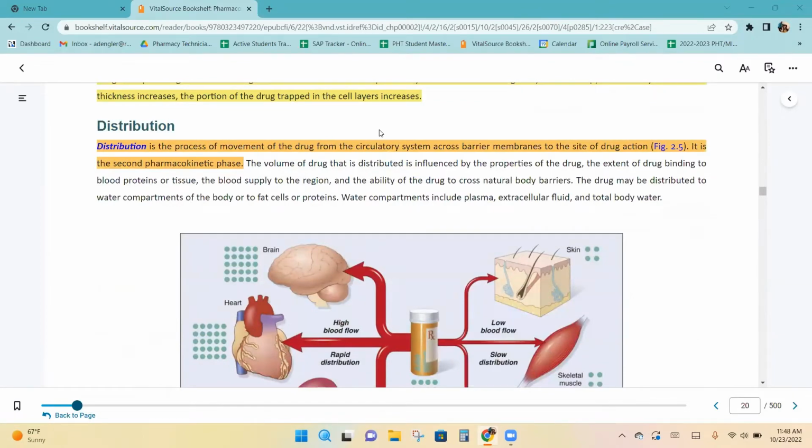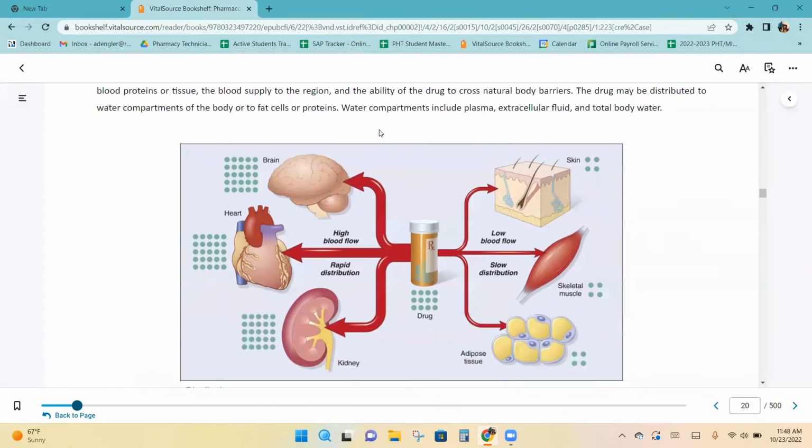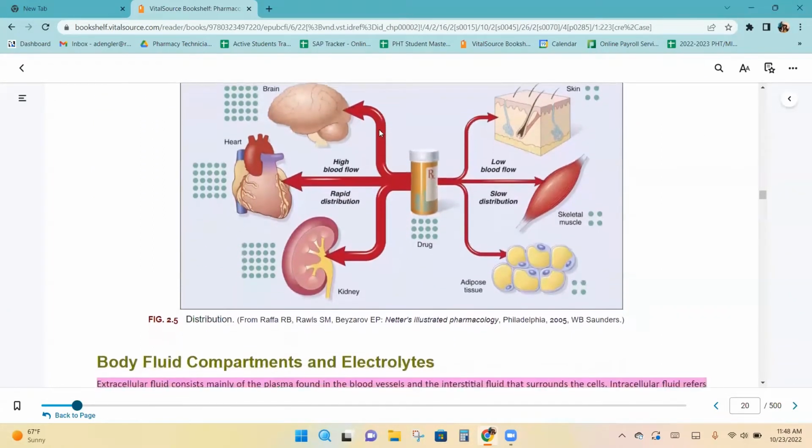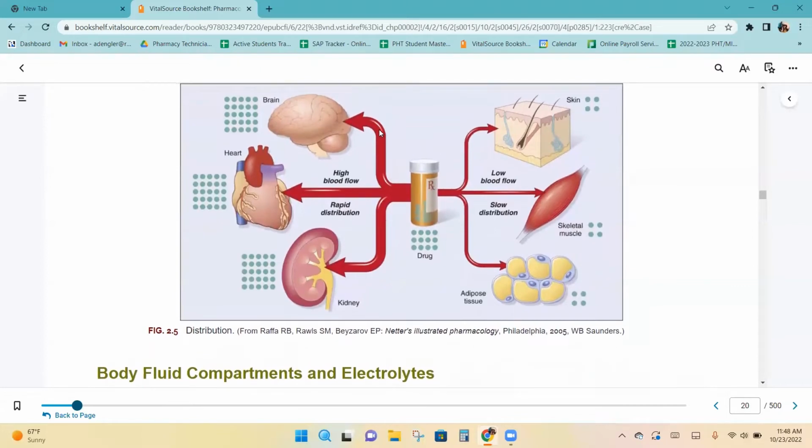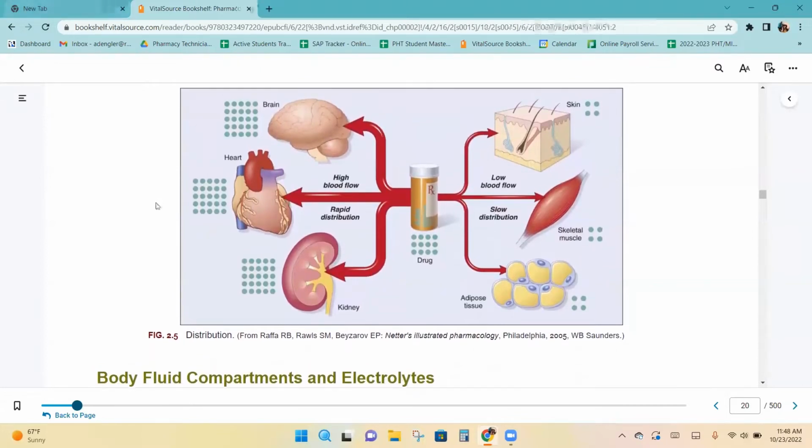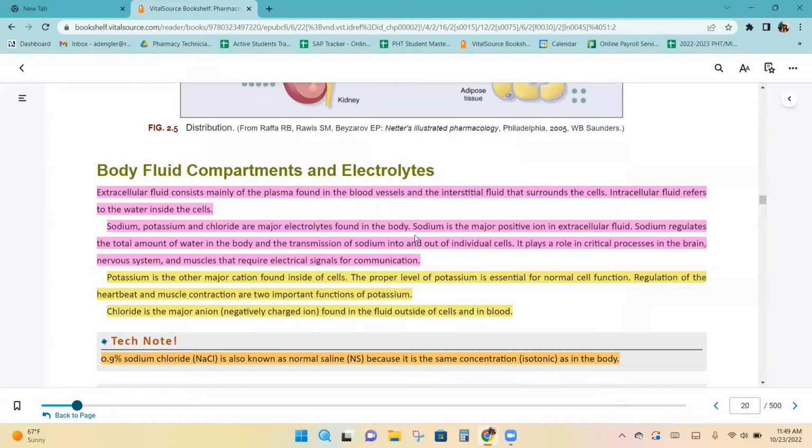Distribution is the process of movement of the drug from the circulatory system across barrier membranes to the site of drug action. It is the second pharmacokinetic phase. Figure 2.5 just depicts distribution of a drug. It's an interesting and nice little chart to understand what's happening.